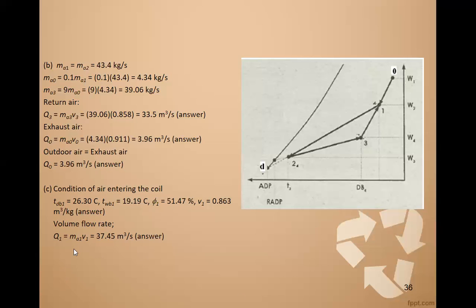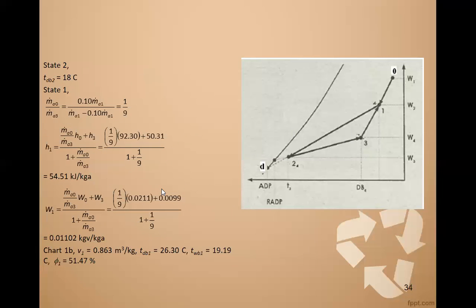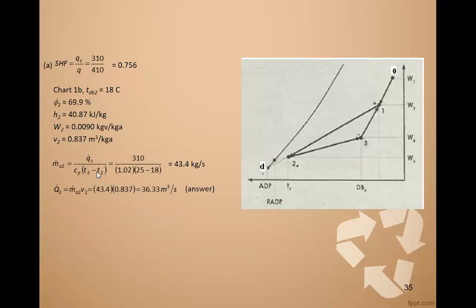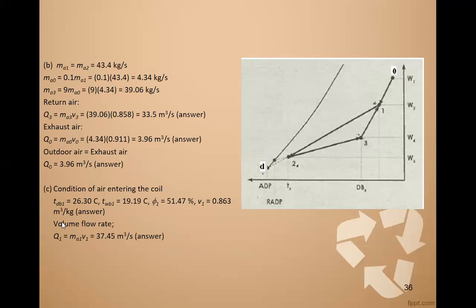Aircon. So let us see the condition of air entering the coil. That one is your mix, right? T sub dB1 is 26 C, T sub WB1 is 19.19, RH is 51.27, and V sub 1 is 0.863 cubic meter per kilogram. So this is the answer. At the intersection, you look, you have it here, right? So this is your answer. Okay. So the volume flow rate Q1 is equal to MA1 times V1, which is 27.45 cubic meter.